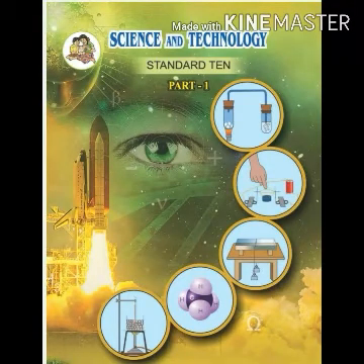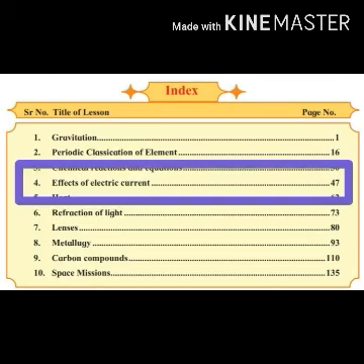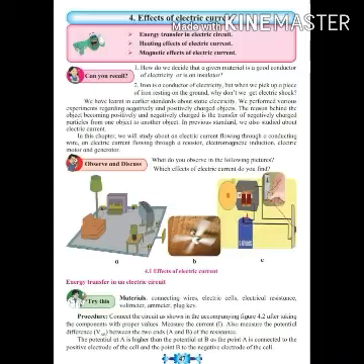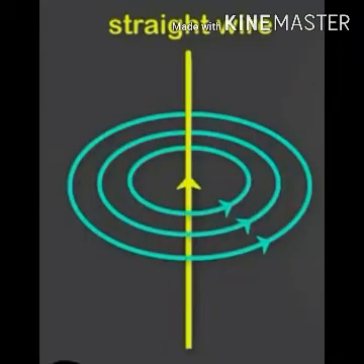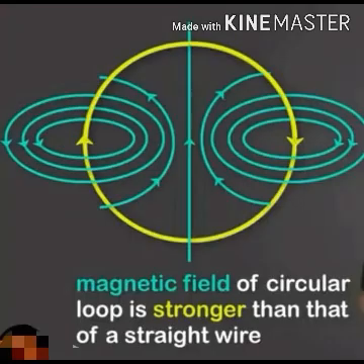Today we will be learning the remaining topic of the fourth lesson, that is, effects of electric current. In the previous lecture, you have learned the magnetic field produced around a straight conductor and the right hand thumb rule. Now let's study the magnetic field produced by current in a circular loop of a conducting wire.